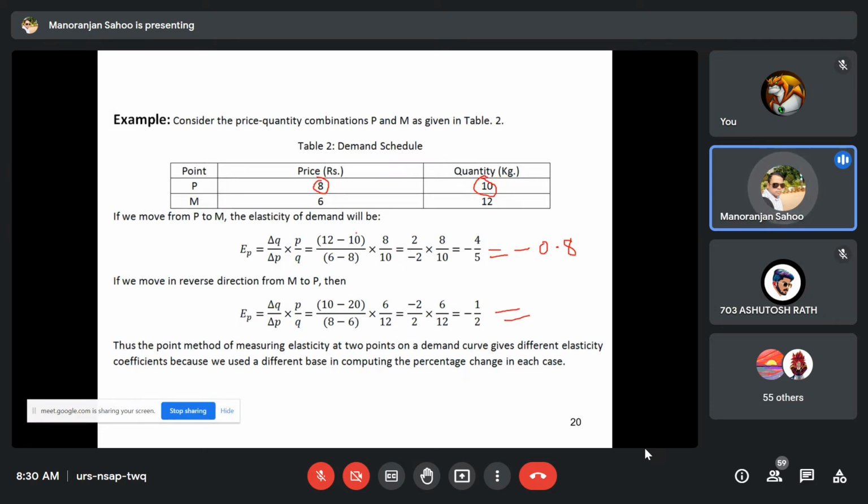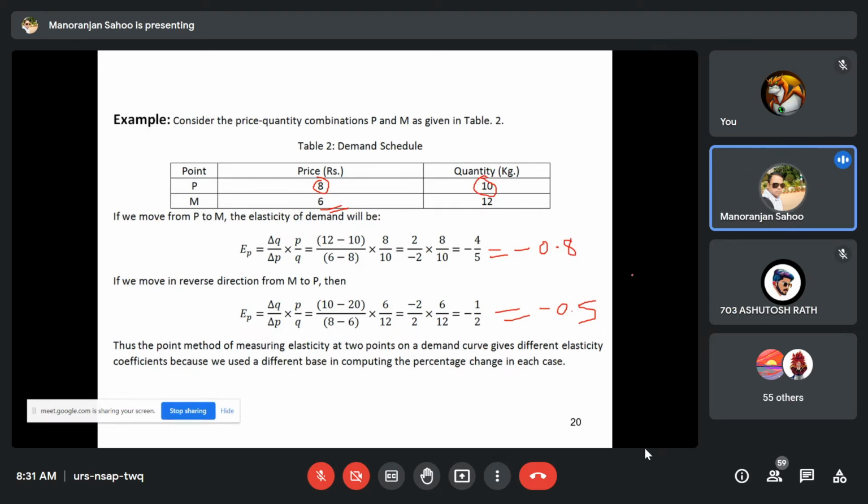But for an increase in the price, assuming initially the price was 6 rupees and it increased to 8 rupees, as a result of which quantity demanded reduced from 12 kg to 10 kg, then in this case, if you are calculating the price elasticity, it will be minus 0.5. So in this case, you see the elasticity value is different.